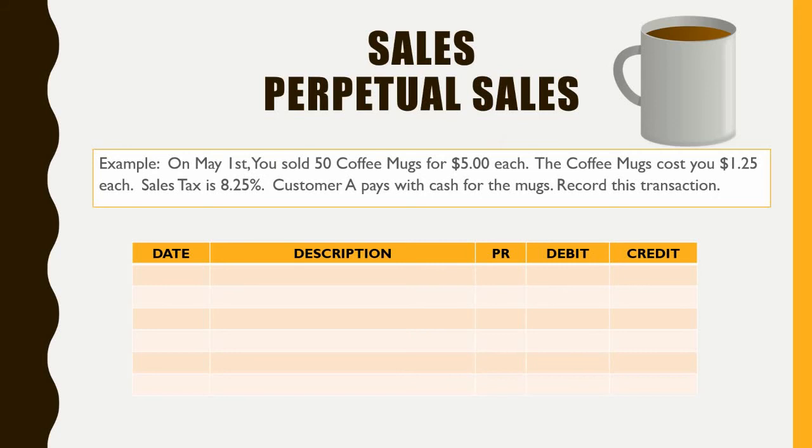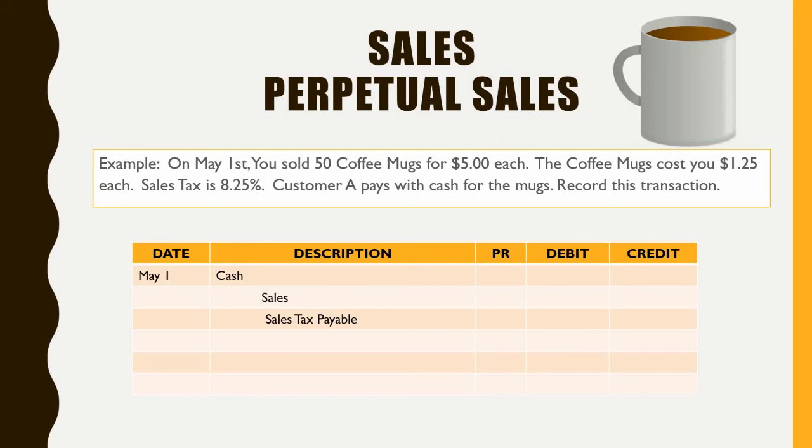So let's go ahead and record the sales first. In this case, we need to recognize the sales section first, and then we deal with inventory afterwards. First off, what is the situation at hand? Well, we sold something. So how did you get paid? We received cash. So in this case, we're going to have cash, sales, and sales tax payable.